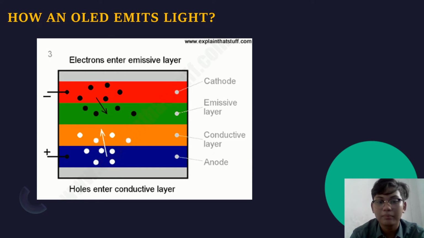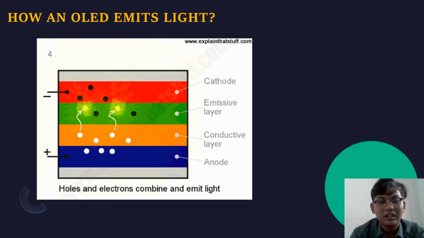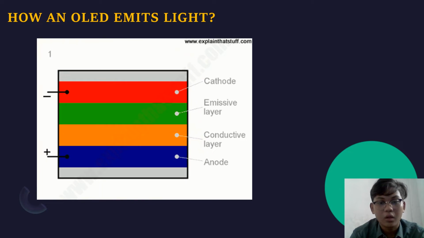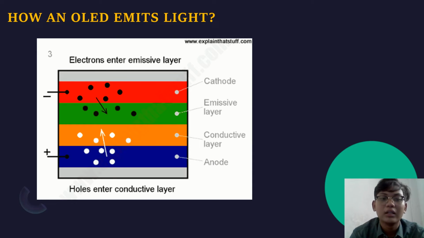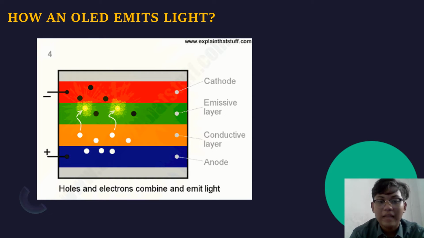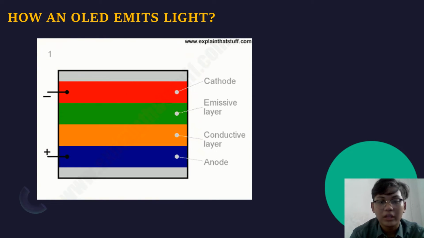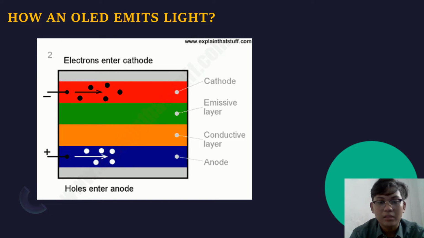similar to the n-type layer in a junction diode, while the conductive layer is becoming positively charged, similar to p-type material. The last one is that positive holes are much more mobile than negative electrons, so they jump across the boundary from the conductive layer to the emissive layer.